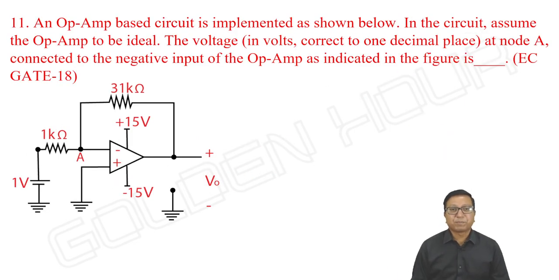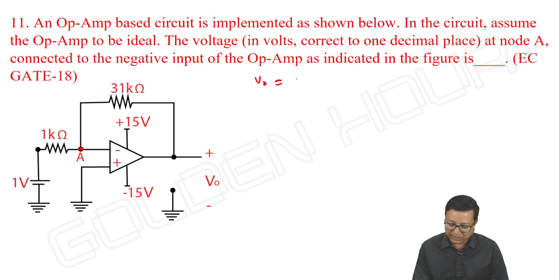An op amp based circuit is implemented as shown below. In the circuit, assume the op amp to be ideal. What is the voltage in volts, corrected to 1 decimal place, at node A connected to the negative input terminal of the op amp as indicated in the figure? Okay, what is the voltage? Generally, what do you expect? Due to virtual short, it is 0. But what are they asking? So let us see the output then.